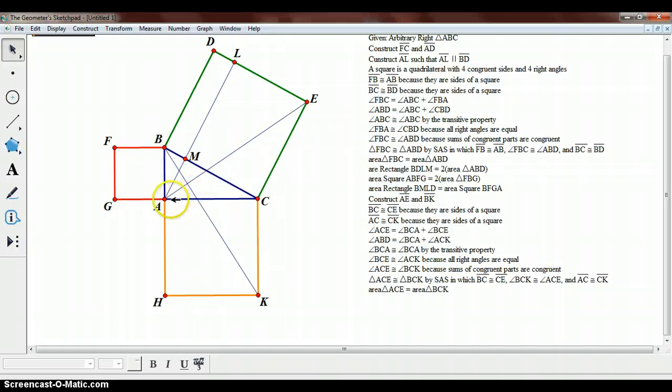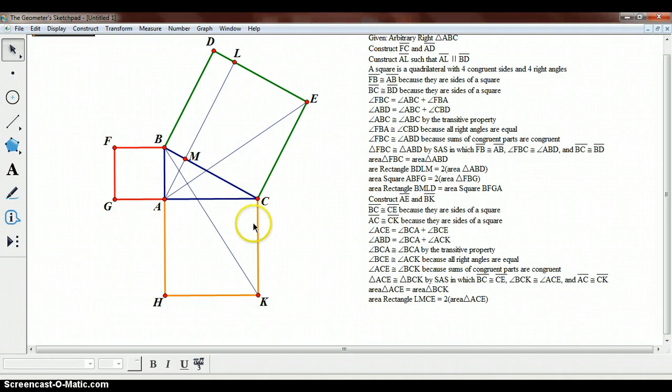We now know that segment AL is parallel to segment CE. Therefore, we are able to prove that the area of triangle ACE is 1/2 of the area of rectangle LMCE because they have the same base and the same height. Therefore, the area of the triangle is 1/2 of the area of the rectangle.